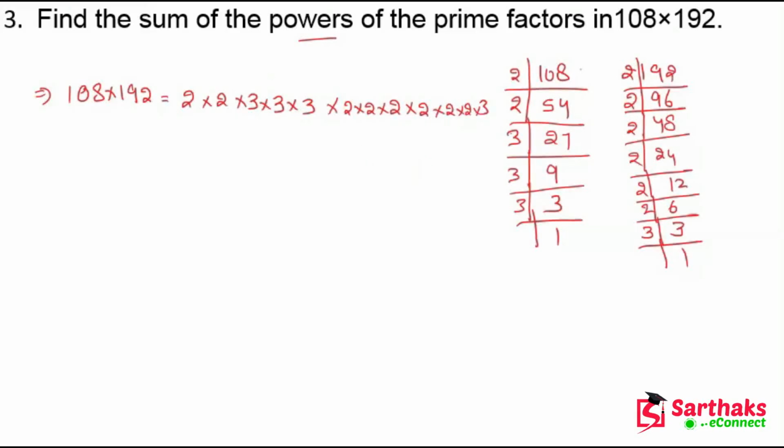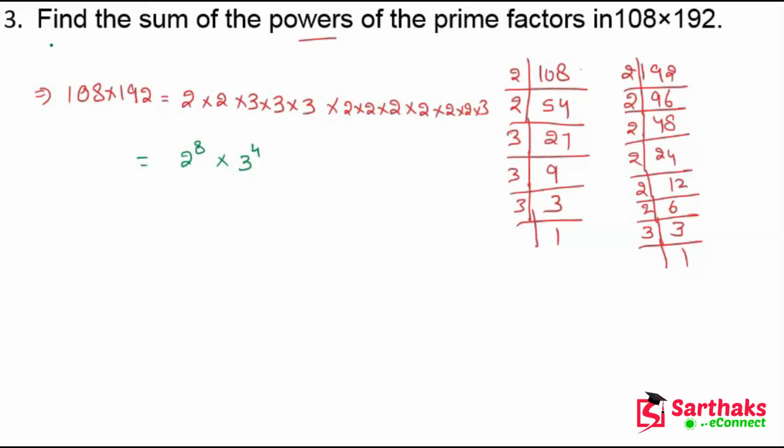Okay, so now if you count this, how many 2's are there? 1, 2, 3, 4, 5, 6, 7, 8. So we can write it as 2 raised to power 8 into. Now here how many 3's are there? 1, 2, 3 and 4. So here we have 3 raised to power 4.